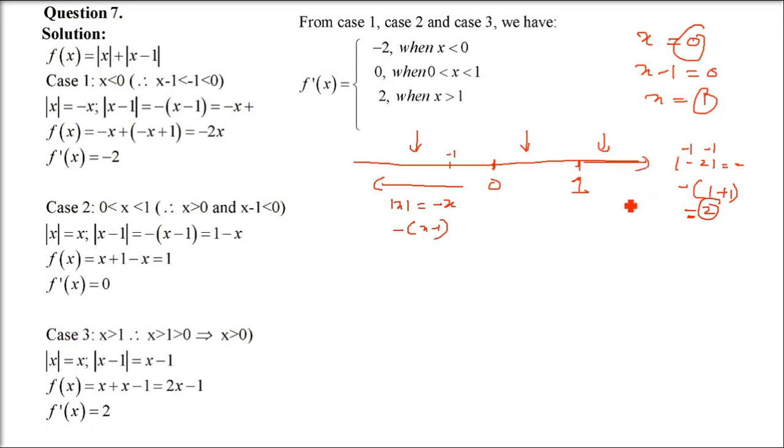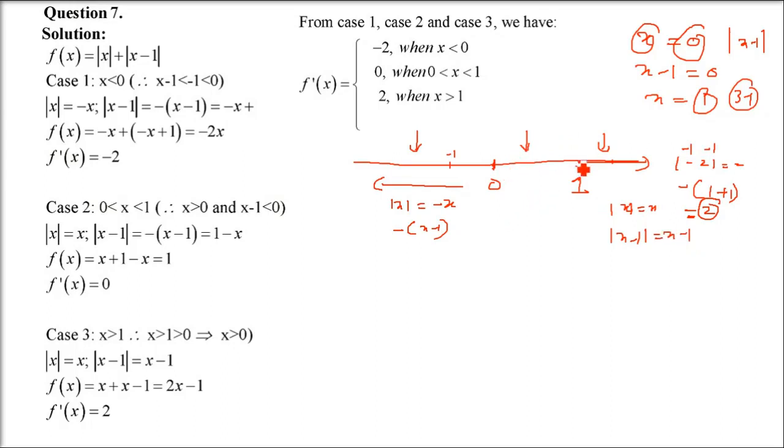Okay. Now coming to case 3, I am taking it first. So x is greater than 1. We know that when it is greater than 0, mod x will be x. We have already seen in previous two questions. So mod x will be x. What about mod x minus 1? Now you put any value above 1, just check. 3 minus 1, it's positive. So mod x minus 1 will be positive x minus 1. So only x minus 1 will come.